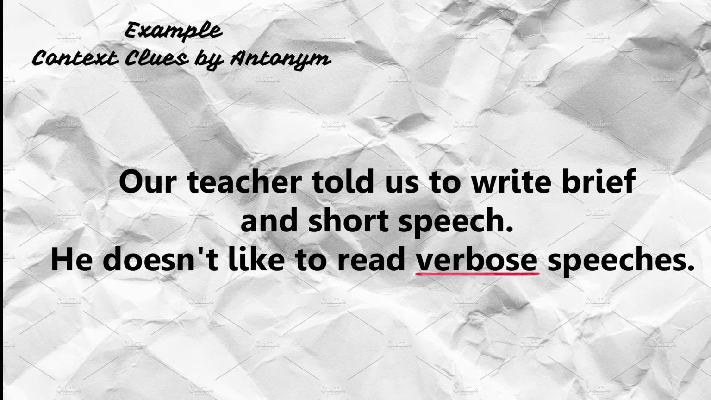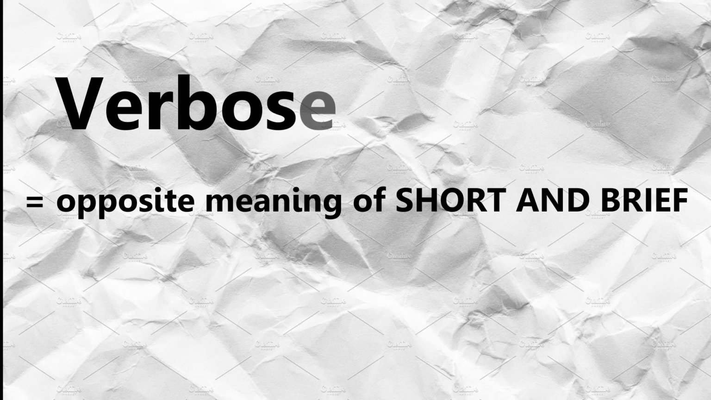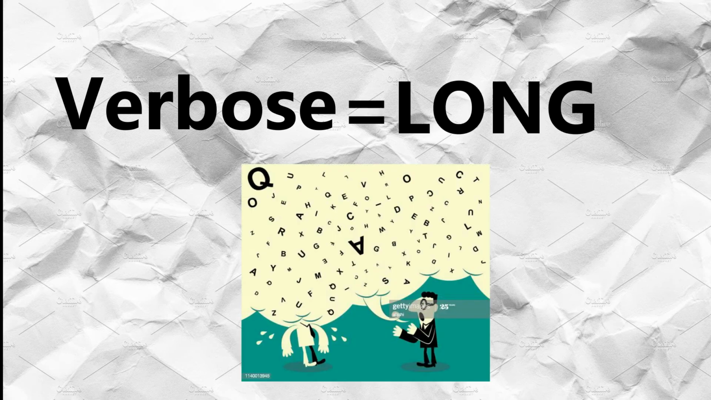We have the underlined word verbose with the signaling device doesn't like, which is also similar to unlike. We have 2 context clues that are opposite of verbose. These are short and brief. The meaning of verbose is the opposite meaning of short and brief. So what is the opposite of short and brief? In other words, the meaning of verbose is long.